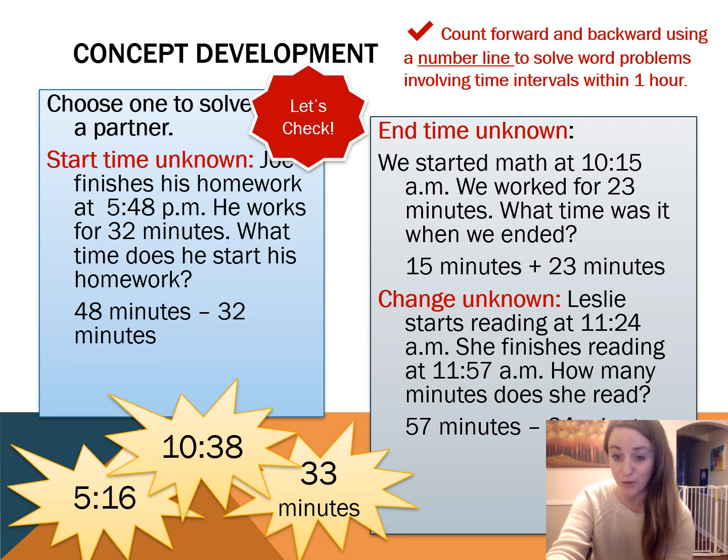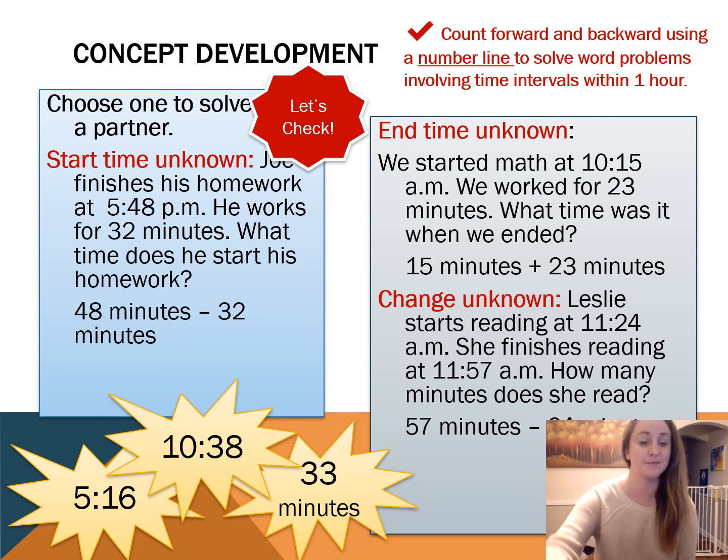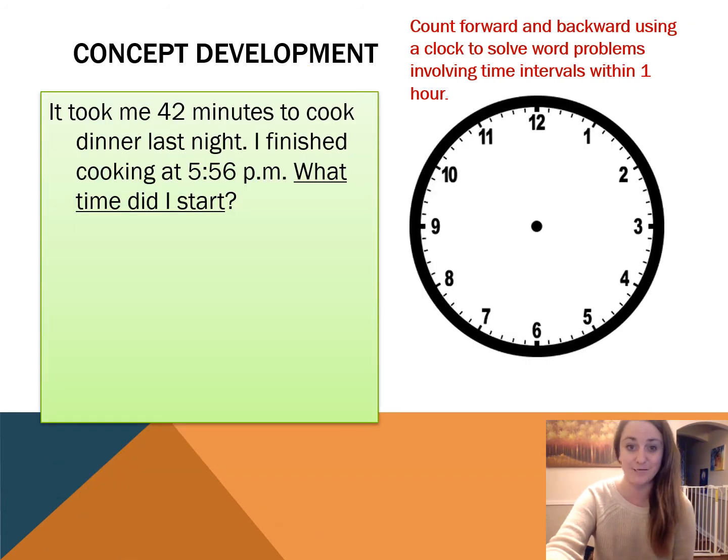Now, lastly, we'll do change unknown. That means we don't know how much time happened between the start time and the end time. Now, Leslie starts reading at 11:24 a.m. She finishes reading at 11:57 a.m. How many minutes does she read? Here, I want to think 57 minutes minus 24 minutes. That's the way I can find how much change has happened. That will be 33 minutes.